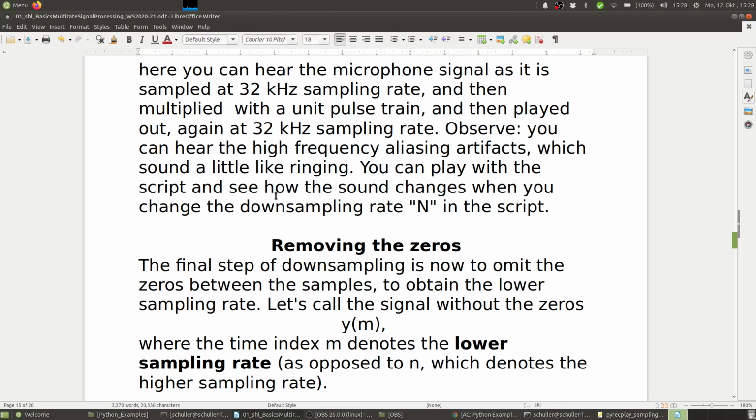You can play with the script and see how the sound changes when you change the downsampling rate, capital N, in the script. So since this is available to everybody of you, you should download it and see if you can get it to run on your computer. So this is instructive because you can listen to your own voice and listen to what happens when you do the downsampling with spectral copies. And also you can test if your software is running, right?